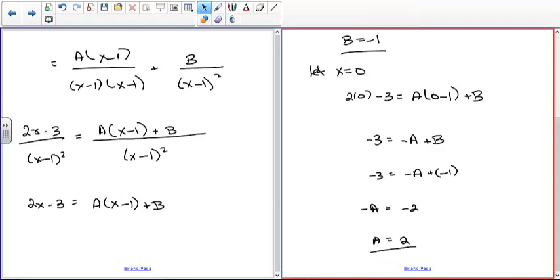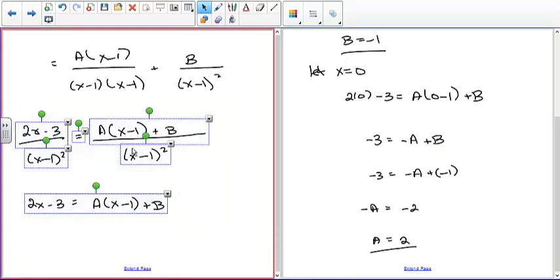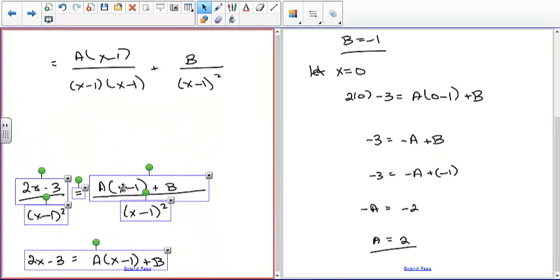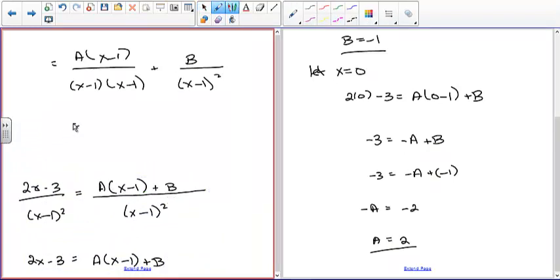And so if we come back over here, our original expression, 2x minus 3 over x minus 1 squared, is equal to 2 over x minus 1, because we have a over x minus 1, plus b is negative 1, so just put negative 1 over x minus 1 squared. And that's the answer.